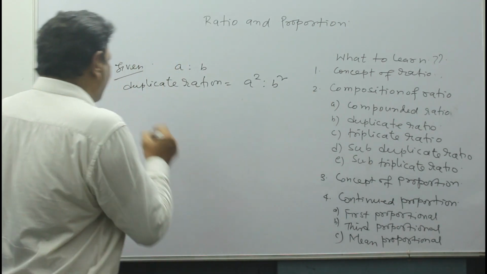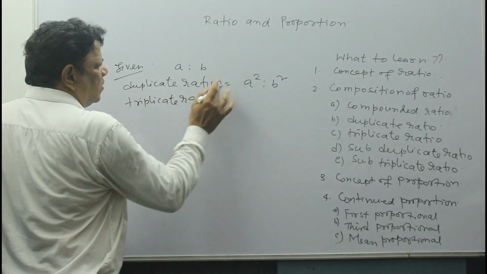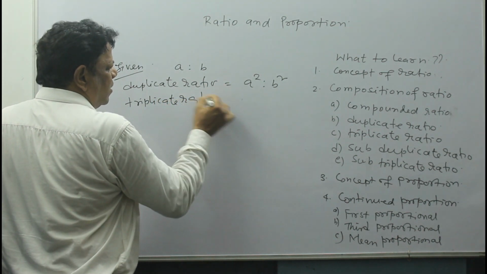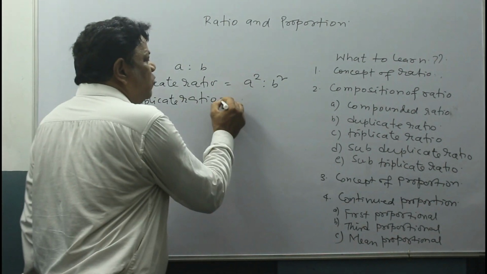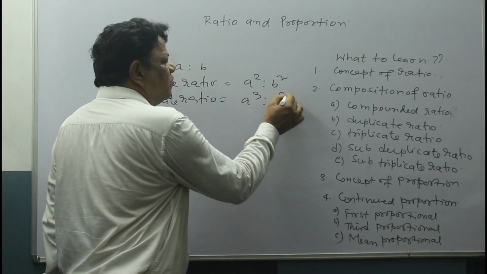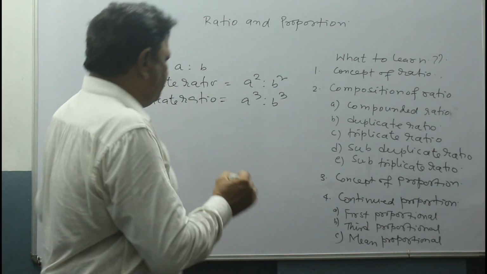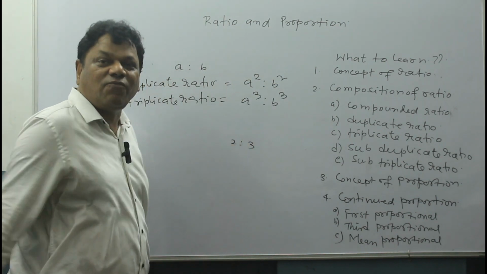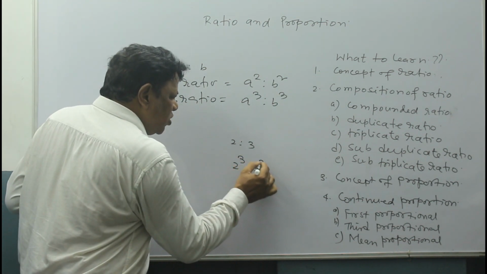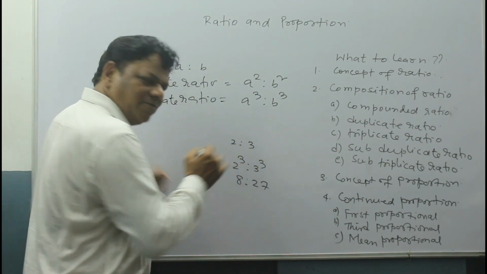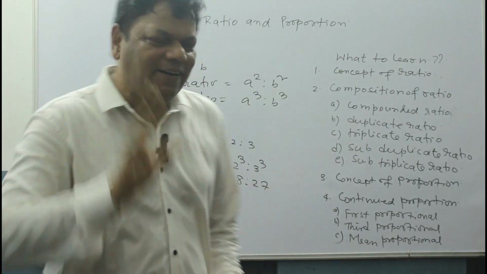And what is the triplicate ratio? Triplicate ratio, what is it? Only cube you have to do. A cube is to B cube. Is it clear, children? If given 2 is to 3, I say find the triplicate ratio. What is triplicate? 2 cube, 3 cube, it will come 8 is to 27. Simple. The duplicate is clear, triplicate is clear.